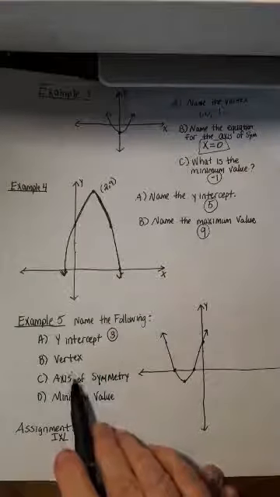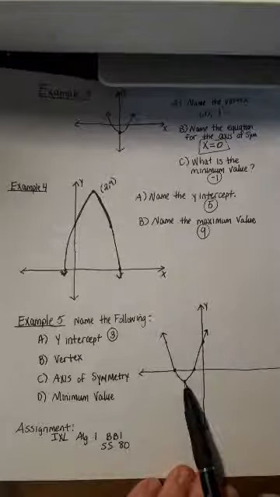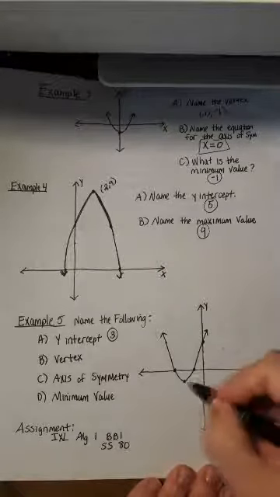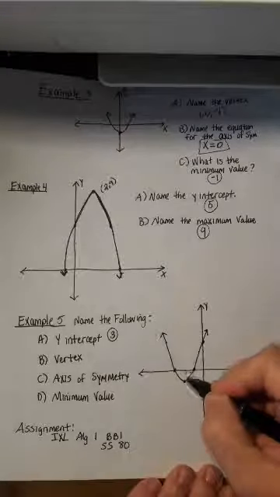The vertex is going to be this point that's in the center at the bottom of the parabola. And that point is -2, -1.